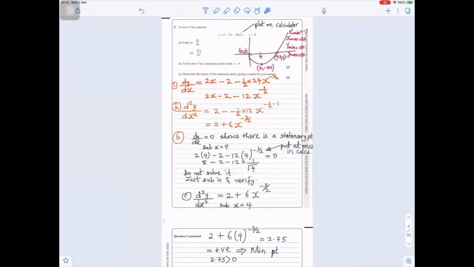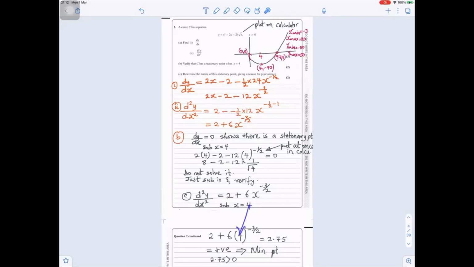Part C says determine the nature of the stationary point. So nature means you want to find out if it's a minimum point or a maximum point. So you use the second differential. You differentiate the second time, which you've done over at the top. There is 2 plus 6x to the minus 3 over 2. And you substitute x equals 4.